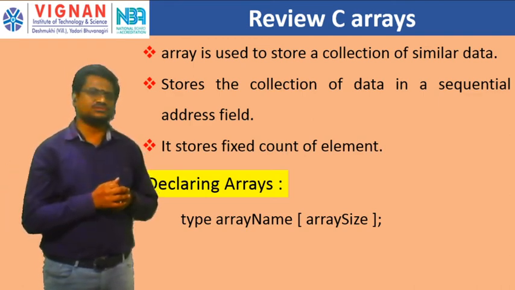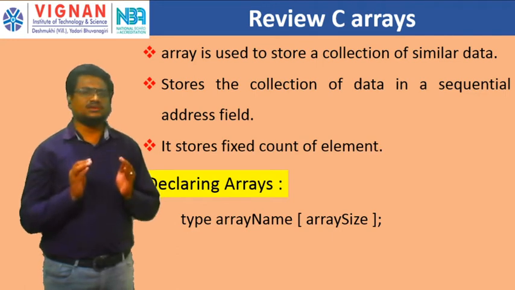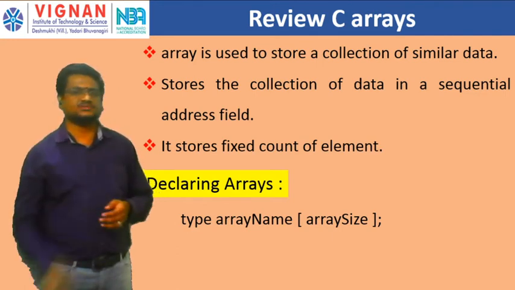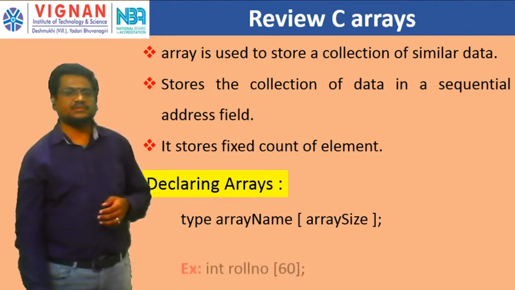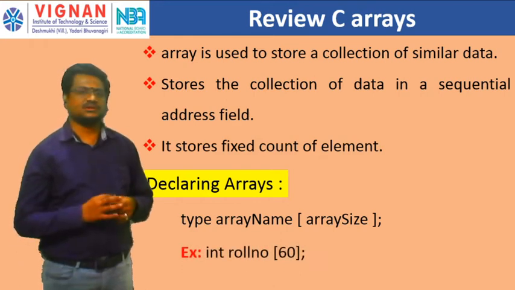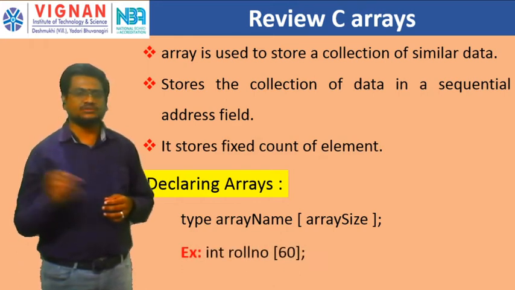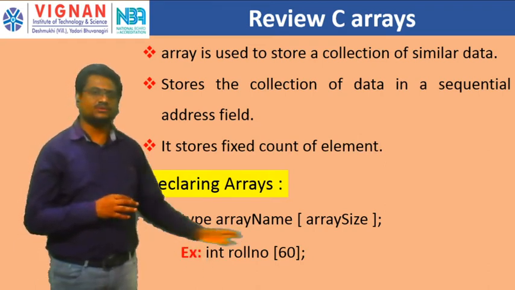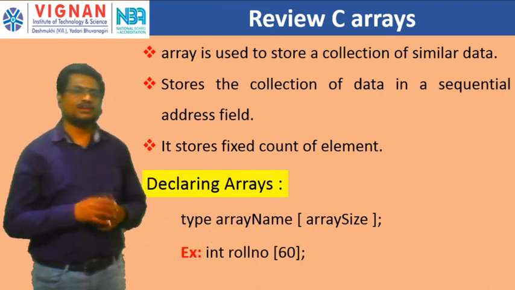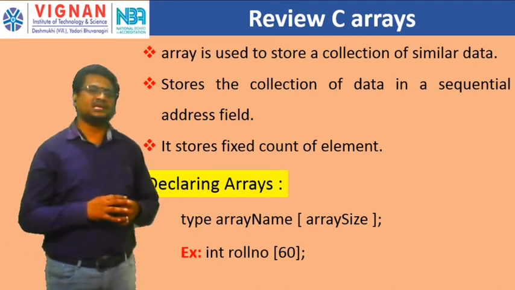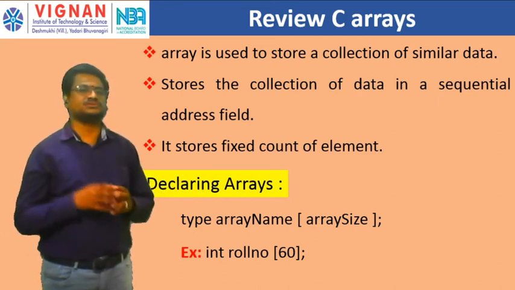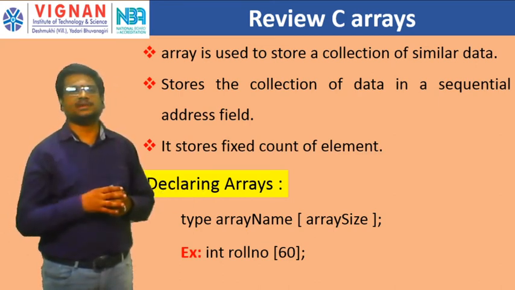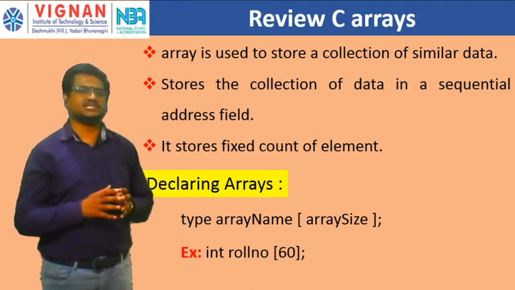So I want to store all the roll numbers of our IT students. Then the array should be like this: 1201, 1202, these are integers only, so the type is integer. Then roll number is the name of the array, and 60. So in IT I have to store 60 members. Am I right? I have to store the 60 members of IT one section.